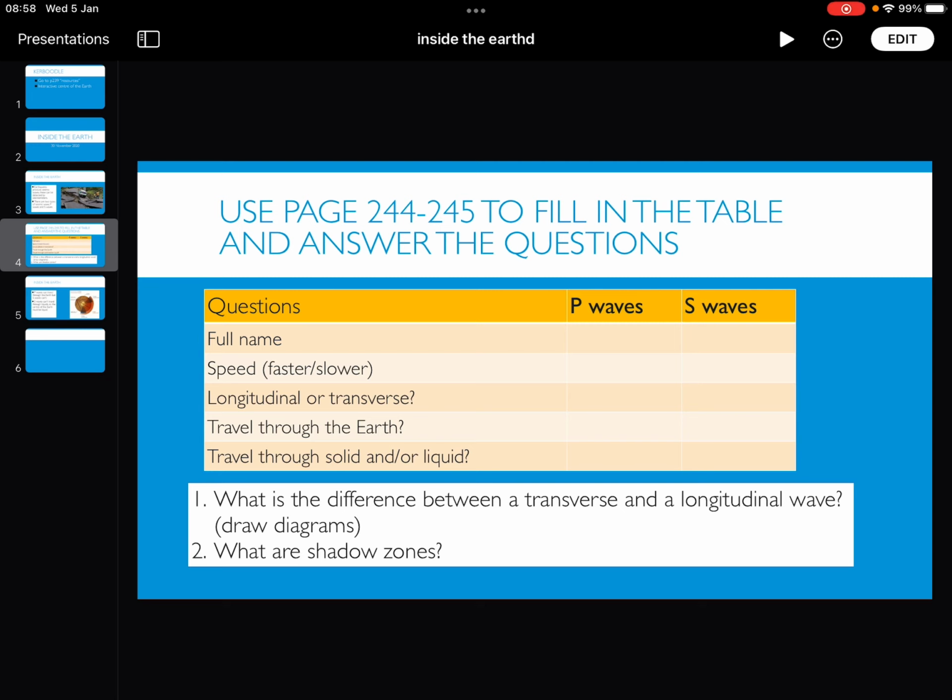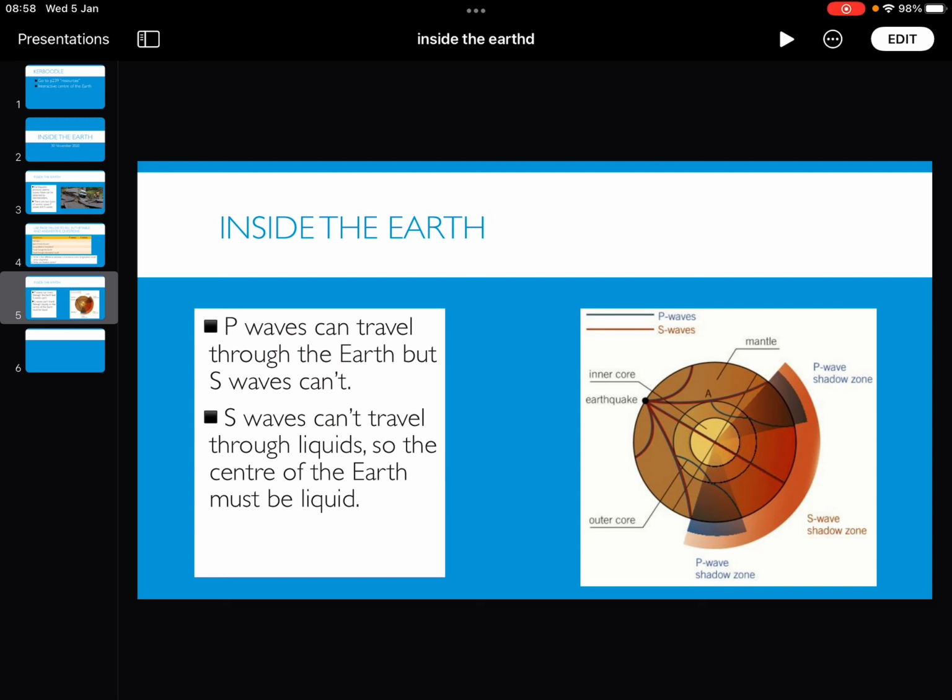Now the next question, what are shadow zones, is best explained on the next slide. So if we have a look, this diagram, as I say, is on Google Classroom, so please feel free to just print it from there, that's absolutely fine. When I see you tomorrow, if you need the diagram, let me know and I can print some off for people, not an issue.